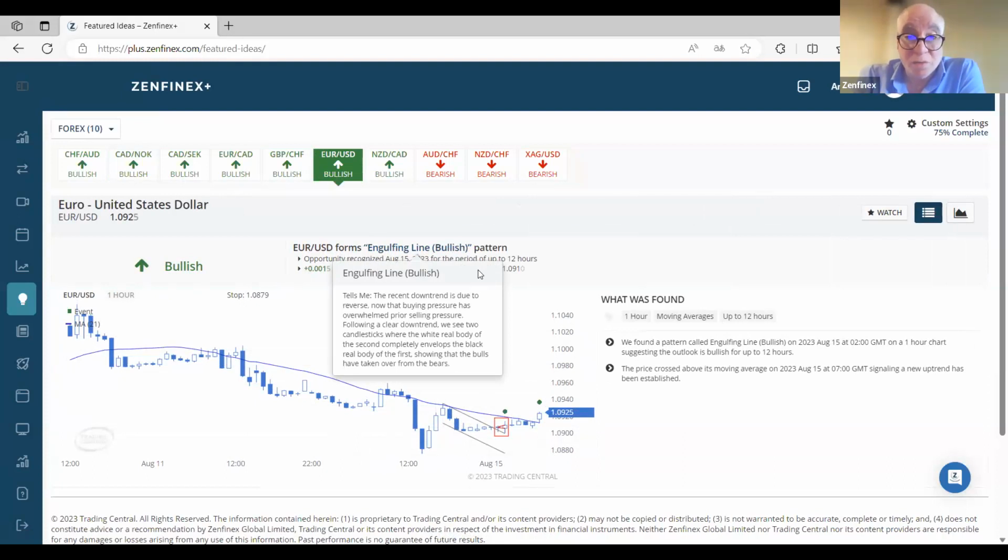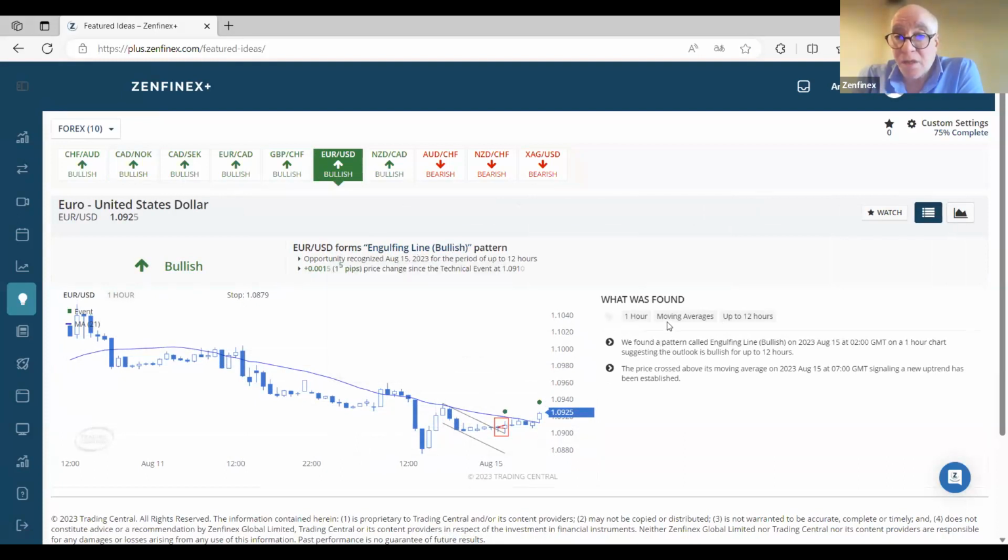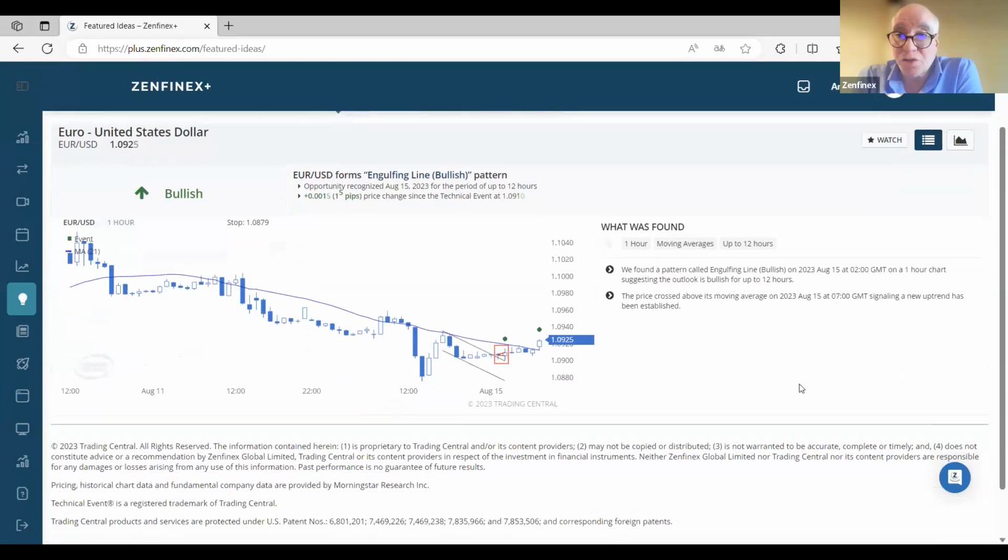So it's a great learning tool. And it's kind of laying out where they think the euro dollar will go. Does it say when this was published? So this was on the 15th of August at 2 a.m. GMT time, so about 6 hours ago. They identified this pattern on a 1 hourly chart, and from that they're creating a bullish view. So it's a good way for you to utilize this platform.